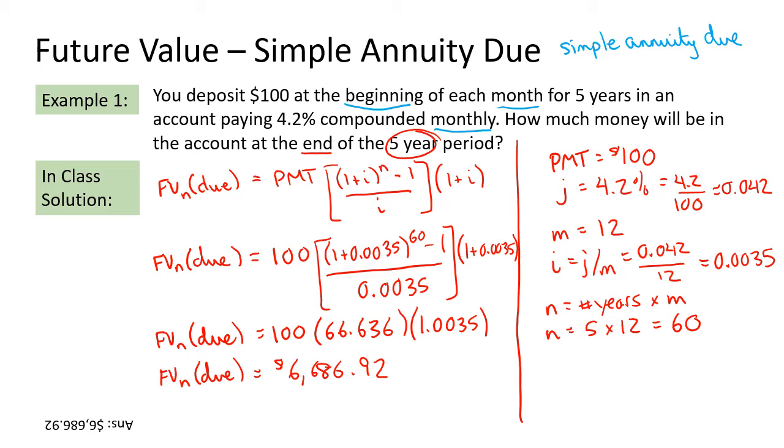Okay? So what you'll notice is that the formulas and the method are all the same. They don't change. The only item that changed was this addition of the 1 plus the periodic interest rate term at the end. And that's just to account for that additional period you're earning interest, since you're depositing or you're being paid, depending on the question, at the beginning of the period instead of the end.